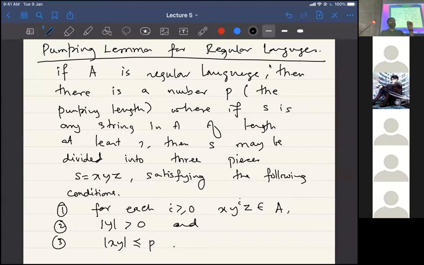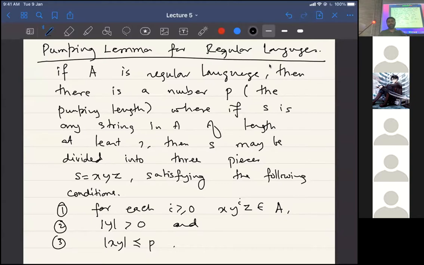That is, if we can find a string in the language that has a length of at least P, the pumping length, then we can divide this string S into three parts and find the middle part such that we can pump it as many times as possible, such that these three conditions hold. We can prove this theorem, but not very formally. I will show you an informal proof.